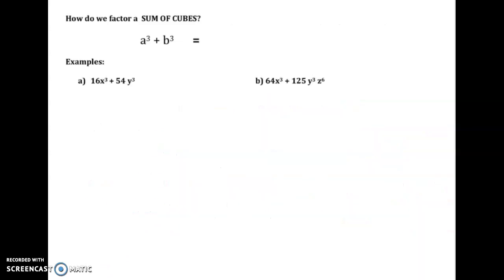A sum of cubes is going to be very similar. It's still two terms. Both terms can be cube rooted. And it's a sum because there's a plus. Now remember, for sum of squares, you couldn't factor it, but sum of cubes, we can. So to factor this, it's going to have actually the same terms. The only thing that's going to be different is the signs.